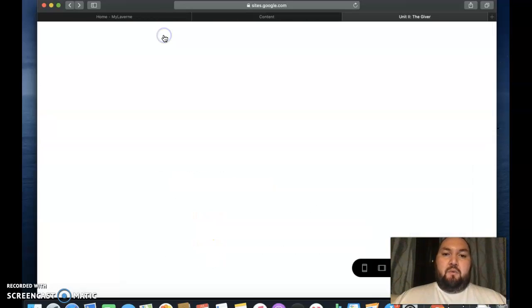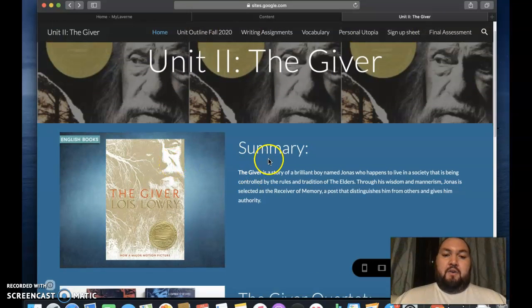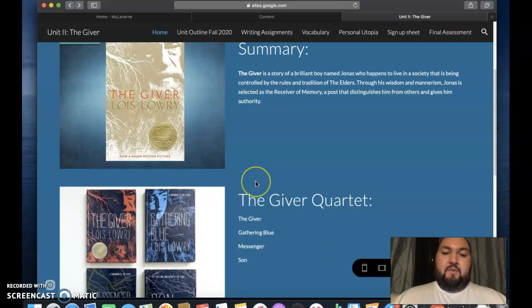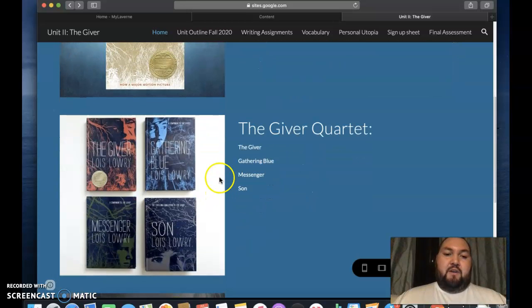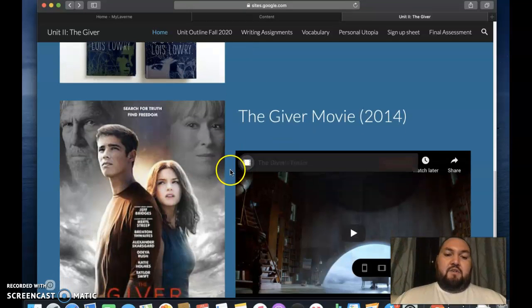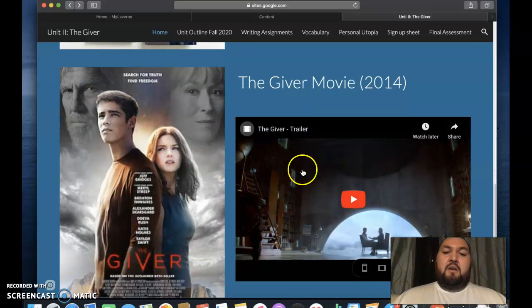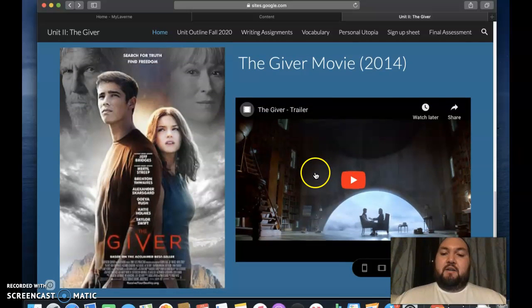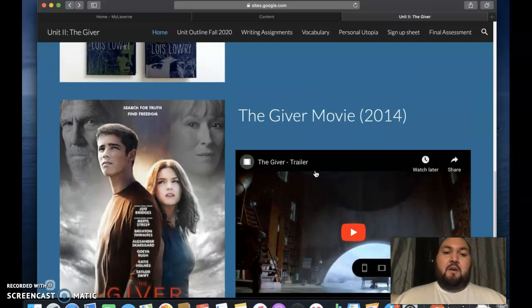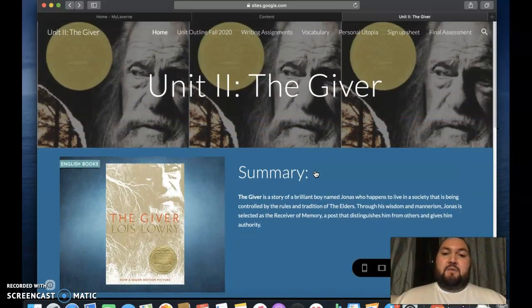If we click on home, here you will see a quick summary of The Giver. If you're interested in further reading, we have Gathering Blue, Messenger, Son, which are all part of the quartet for The Giver. And of course, the movie that you will be watching. I have included a trailer of the movie. This is Unit 2, The Giver.